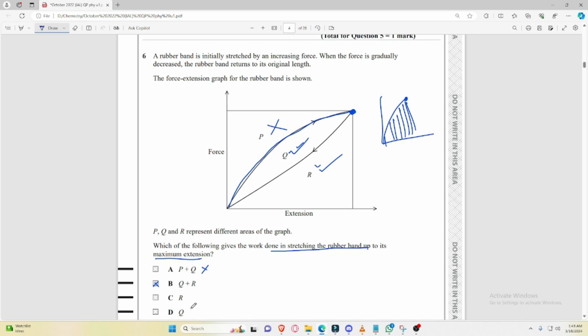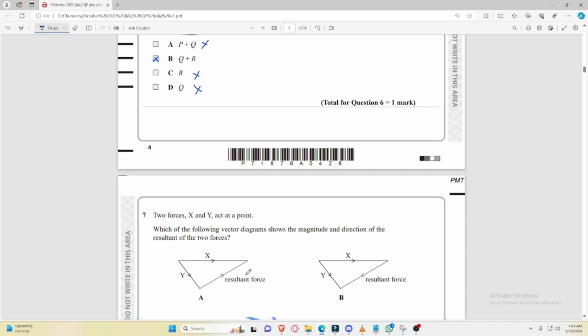Q alone is not the answer because they did not tell us it returned back to its original position. If it returned back, then you could say yes, Q is the stored energy, but Q is not. And only R is also meaningless. So Q plus R is the answer.